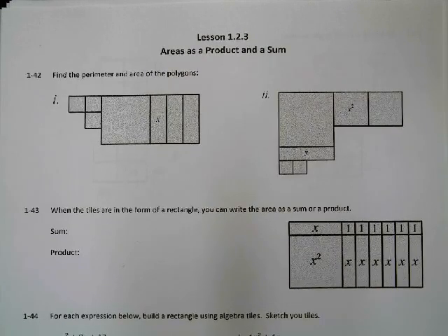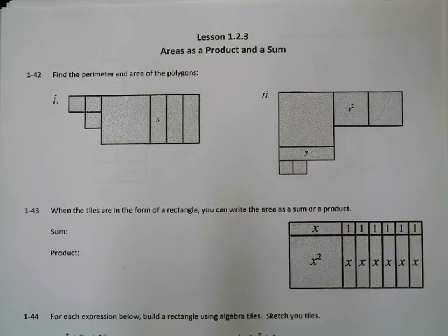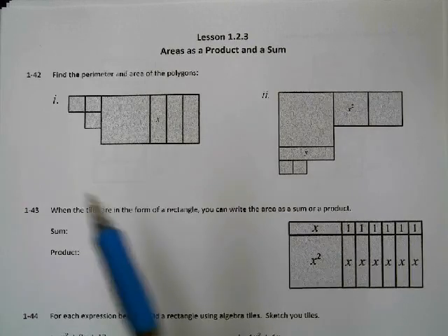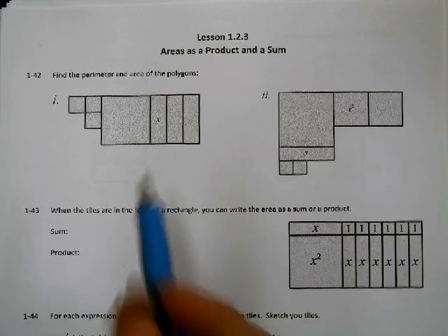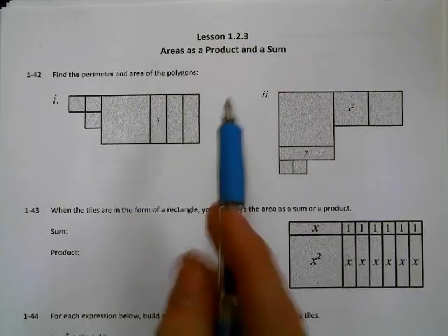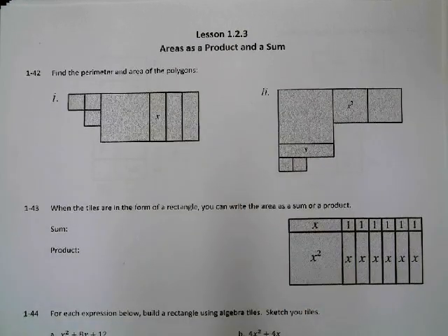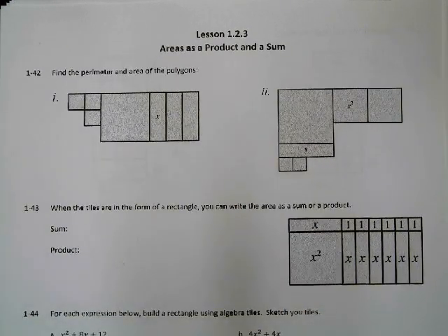All right, Math 2, here we go. We got lesson 1.2.3, areas as a product and as a sum. So we're going to be looking at how we can write the area as a product and as a sum, but what we're going to start with is looking at perimeter and area.